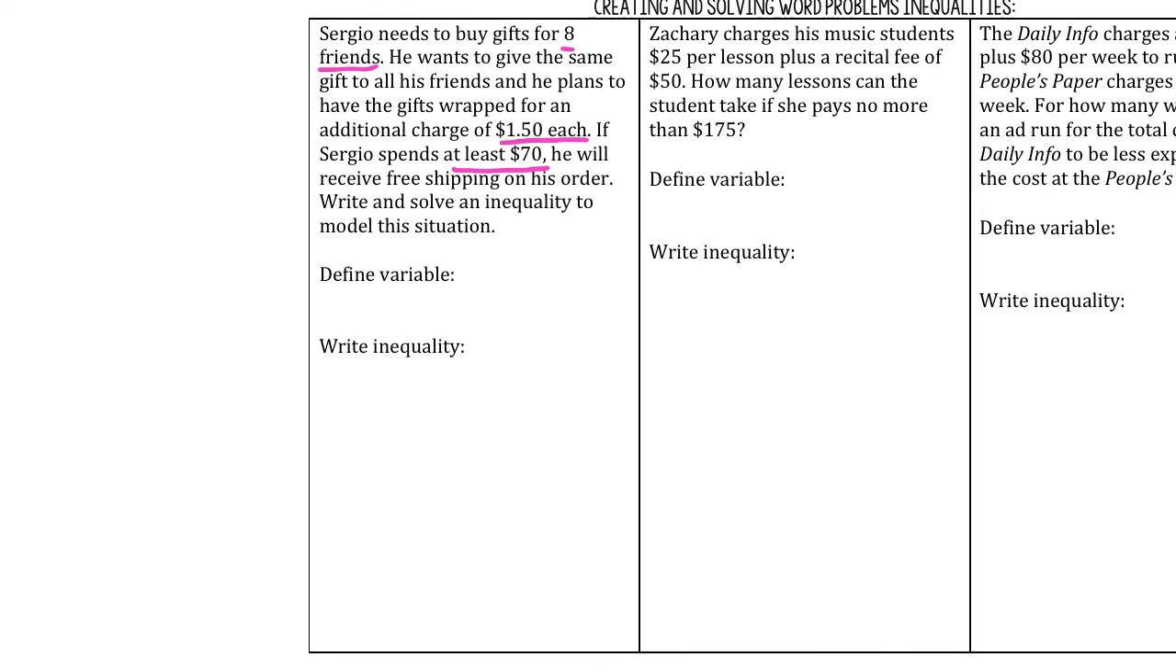So I first want you to stop and think, what is our unknown? What are we trying to figure out? One thing we don't know is the cost of the gift. I'm going to make that the value of x. Now, we know that he has 8 friends. Each of them is getting the same gift. We need to take that 8 and multiply it by the cost of the gift.